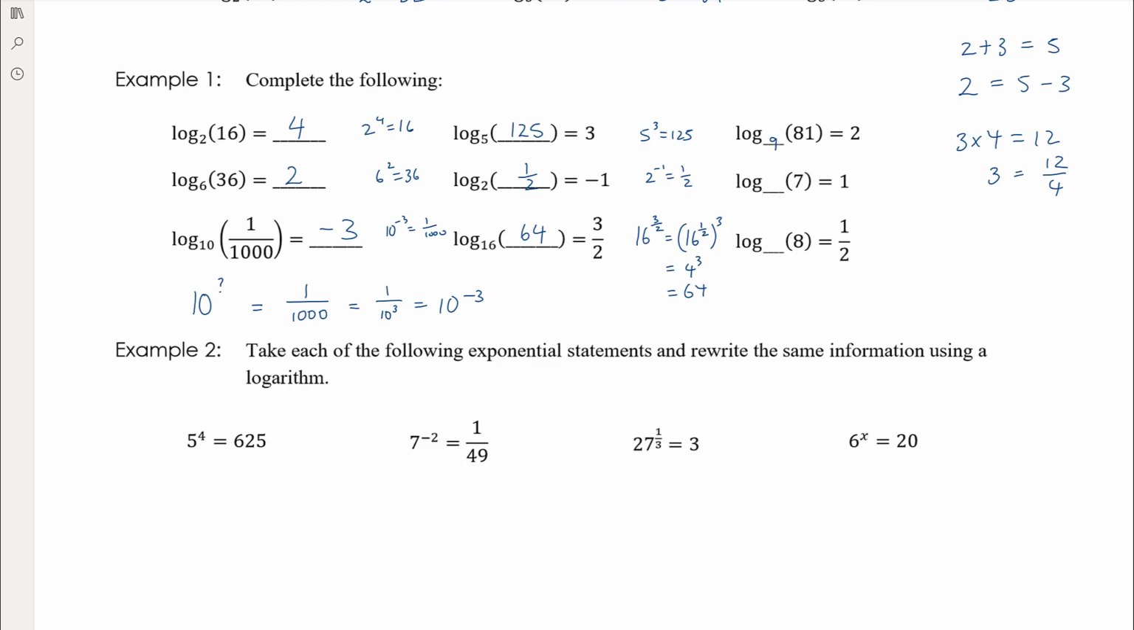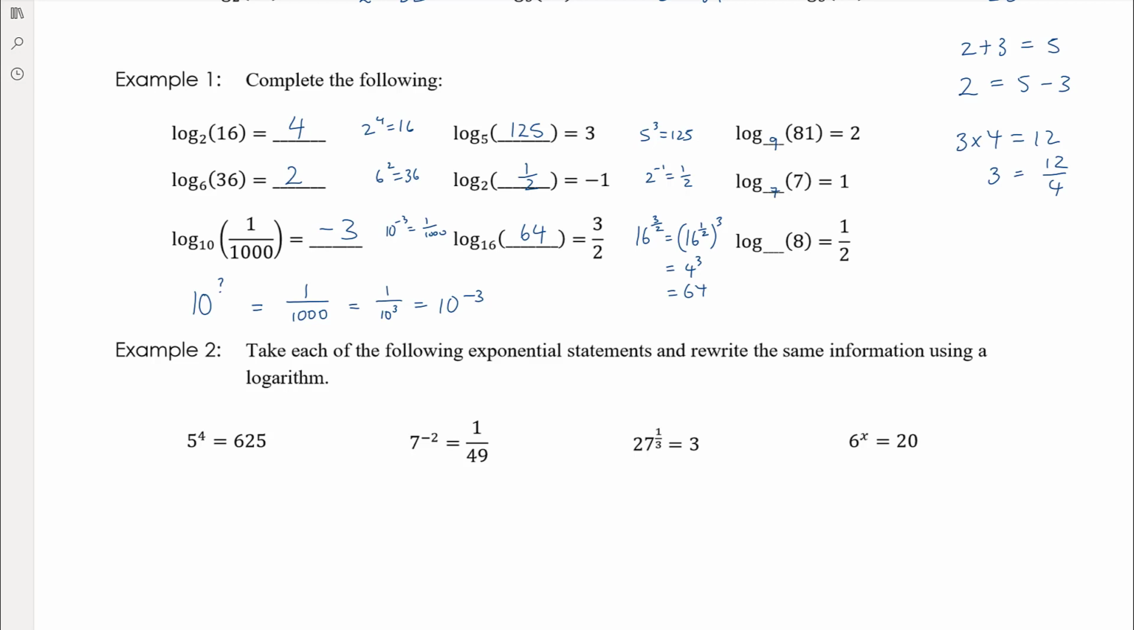Okay, so the second one in that column, log base something of 7 equals 1. So it is what to the power of 1 equals 7. Well, that would be 7 to the power of 1 that equals 7. So log base 7 of 7 is 1.